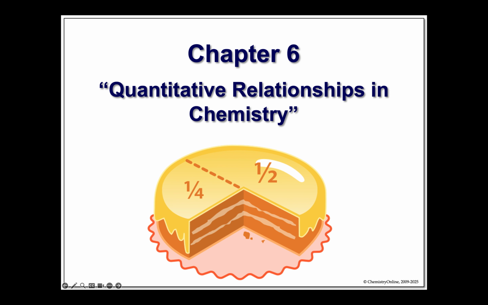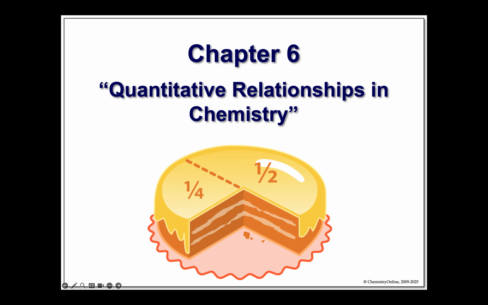Today we're going to do Chapter 6, Quantitative Relationships in Chemistry. Basically what we're doing in this chapter is stoichiometry. We're going to take the art of balancing equations that we developed before break, and we're going to use the coefficients to define the yields in reaction. Theoretical yield, followed by actual yield and percentage yield.